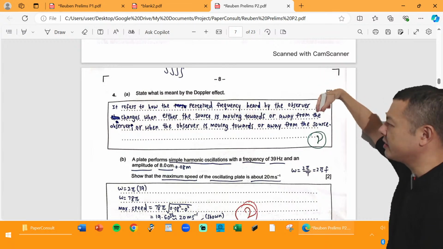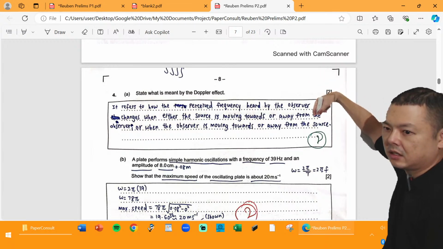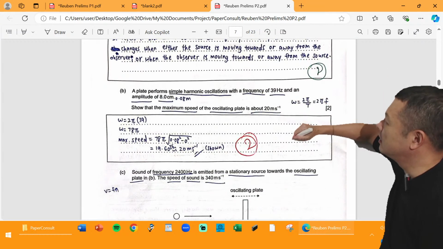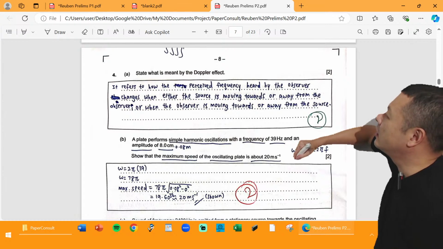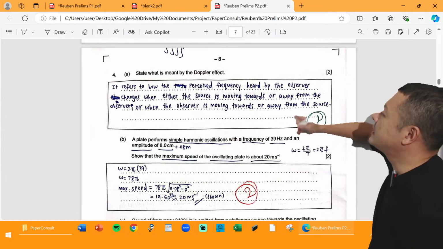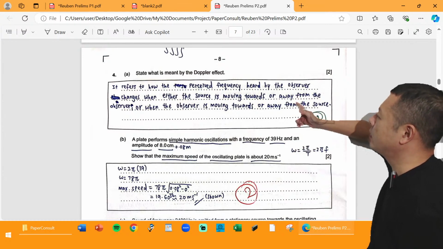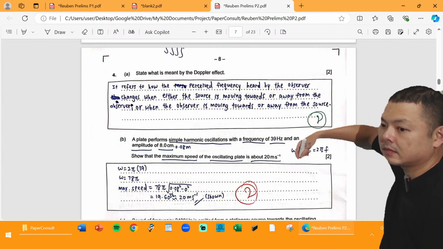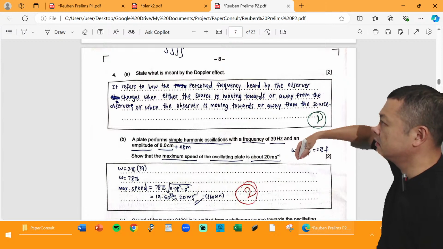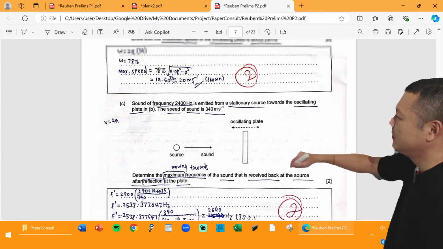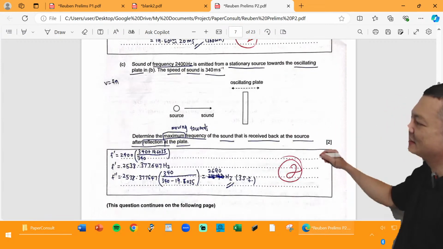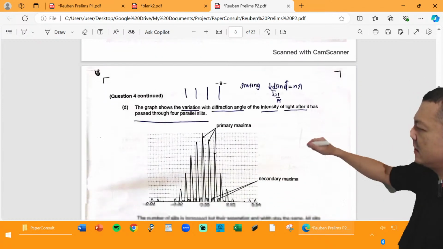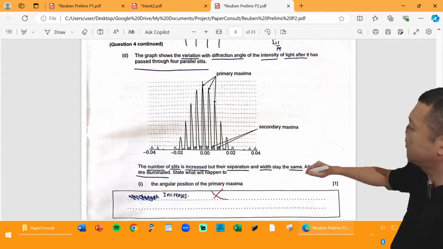Why suddenly mark in green one? What the what? Why? Specific frequency is heard either the source is moving away or the model correct. Bo liao lah. Sorry. Anything here? Anything here? No? This one?